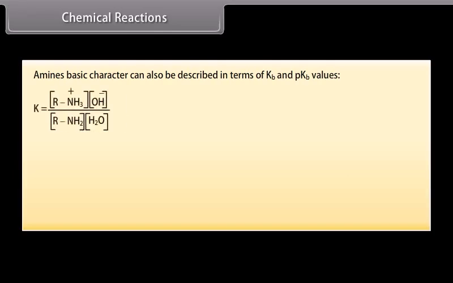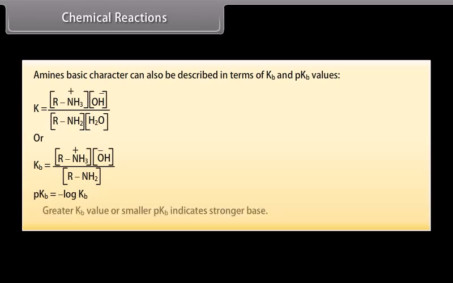The value of Kb can be written as given, from which the value of Kb can be inferred. Now pKb is equal to the negative logarithm of Kb. Greater Kb value or smaller pKb indicates a stronger base.